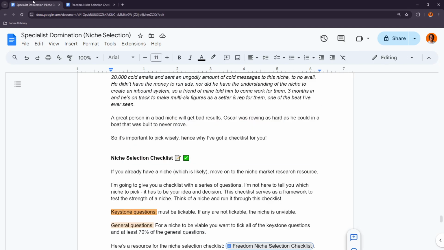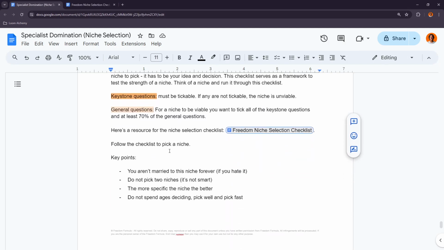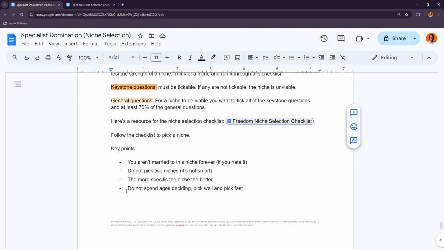Now, once this is done, there are a few key points that I would want you to remember. The first one is, you are not married to this niche forever. If you hate it, you can change it with time, right? And then do not pick two niches. It is not smart. It creates a lot of problems, especially in the long run. So I would recommend you just go with one niche, and the more specific the niche is, the better it is going to be. And do not spend ages deciding this. Pick well and pick fast.